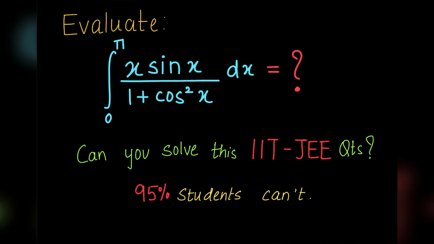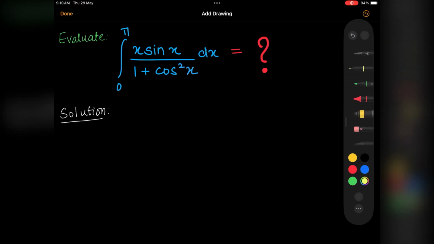This innocent looking integral has confused even the brightest JEE minds. At first glance, it looks like a mess, but hidden inside is a beautiful trick involving symmetry. Can you crack it before I reveal the trick?